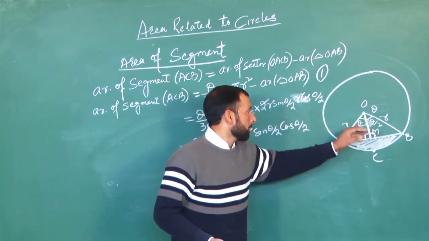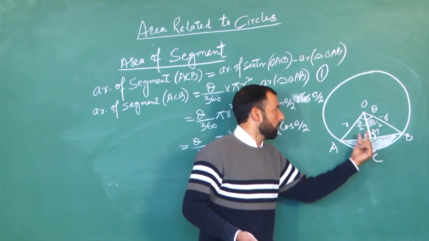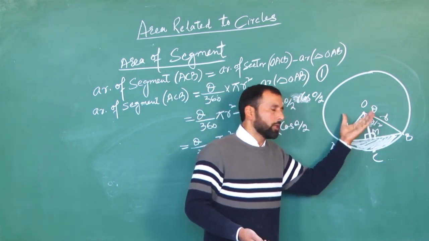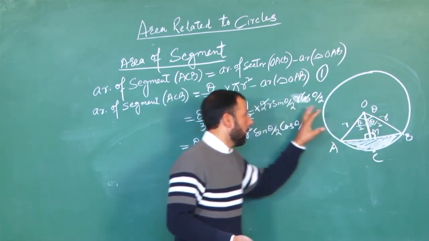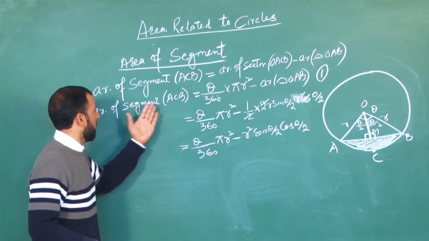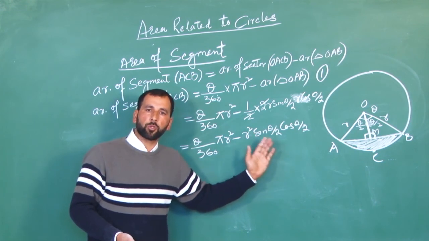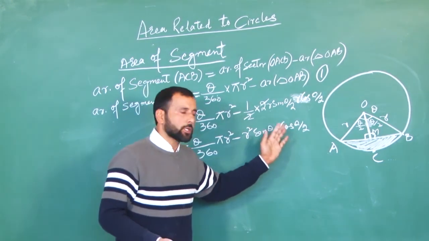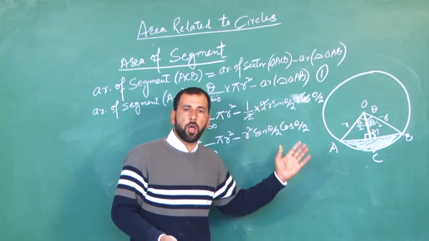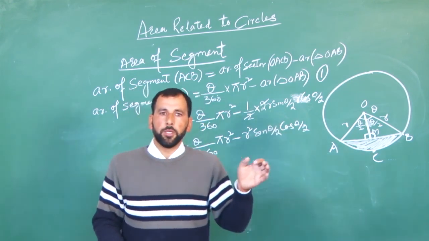Now, in general, this is the general formula, when it is a general theta, then we draw the perpendicular, we get two triangles. On simplifying, we get the area of the segment is theta by 360 into pi r square minus R square sin theta by 2 cos theta by 2. This is the formula for finding the area of a segment of a circle.